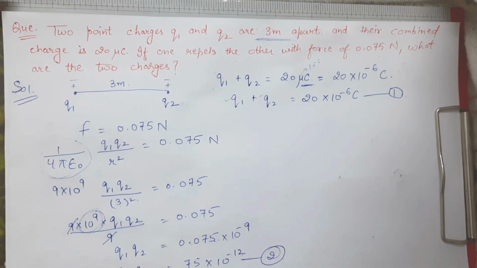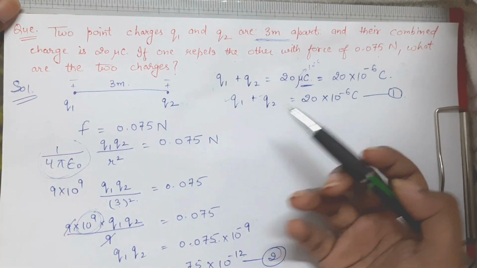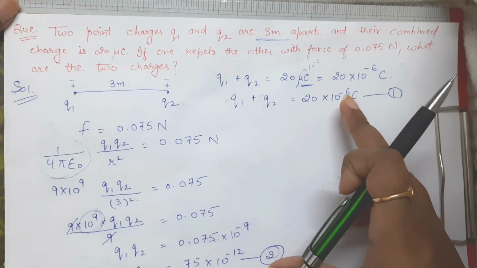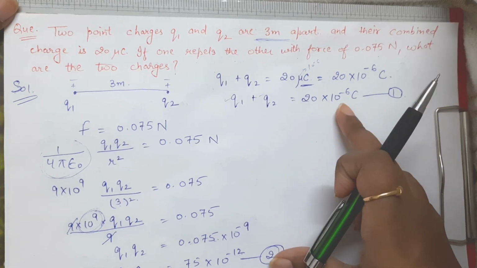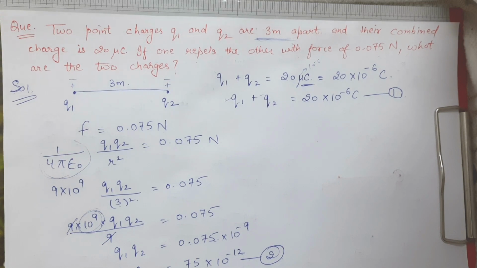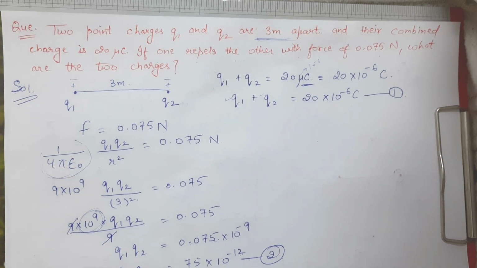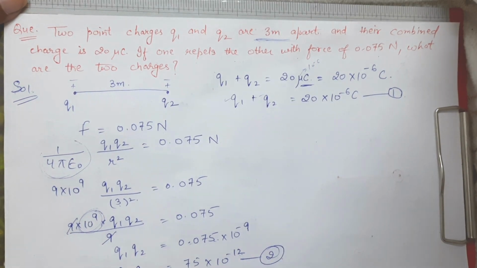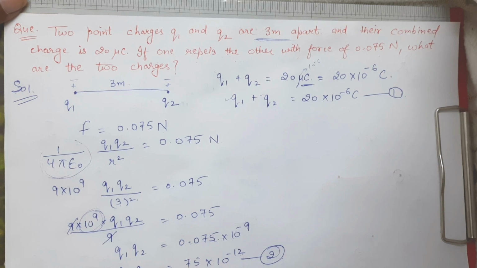Now what we have to do, we are having two unknowns Q1 and Q2 and we are having two equations. So two unknowns can be found out if we have two equations. So what we are going to do is we are going to take one of the values and substitute in other equation. So what we have to do here is that we are having here Q1 into Q2 is equals to this one.